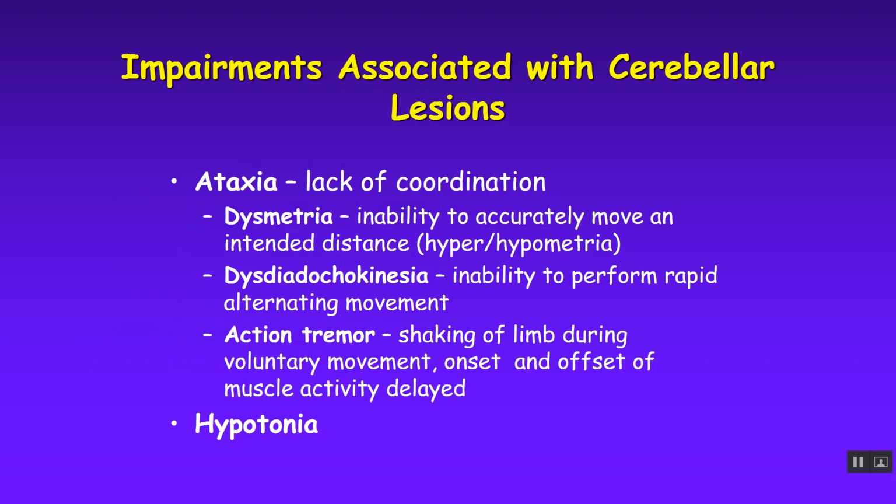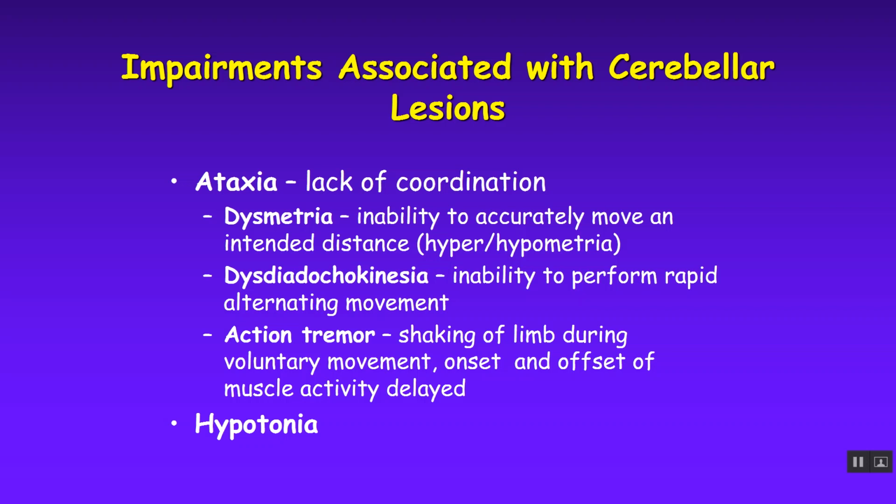So the impairments, the key term here is ataxia. It's an overarching term, just meaning lack of coordination. Then we can talk about more specific descriptors or subcategories of ataxia. One is called dysmetria. Dysmetria is the inability to accurately move an intended distance, and it's usually a combination of both hyper- and hypometria. You ask them to touch their finger, so hold your finger up. Hypo, I'm not quite getting there. That's hyper, I go past it. So it's usually a combination.